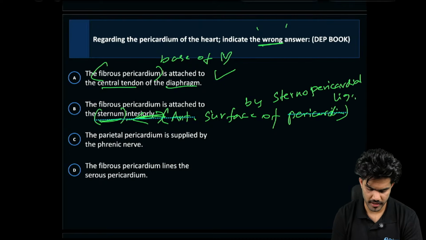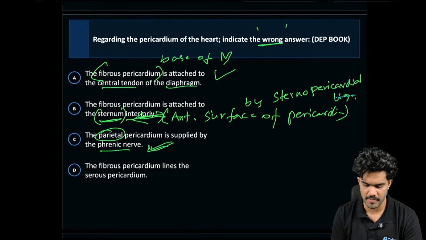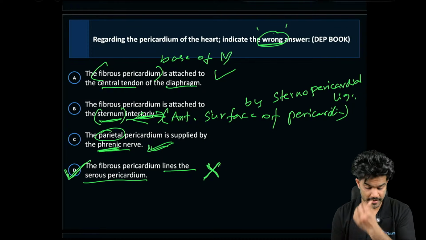Okay, don't forget. The parietal pericardium is supplied by phrenic nerve. Yes, parietal I told you outside, so it is somatic nerve. So which is the somatic nerve? Phrenic nerve. Yes. Fibrous pericardium lines the serous pericardium. No, it does not line. So the D will be a wrong statement. Okay.